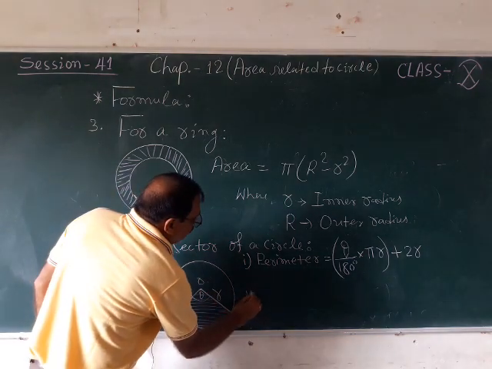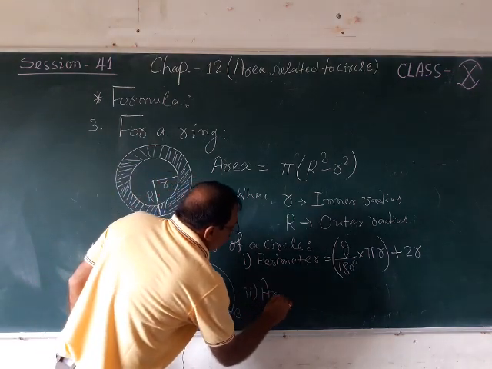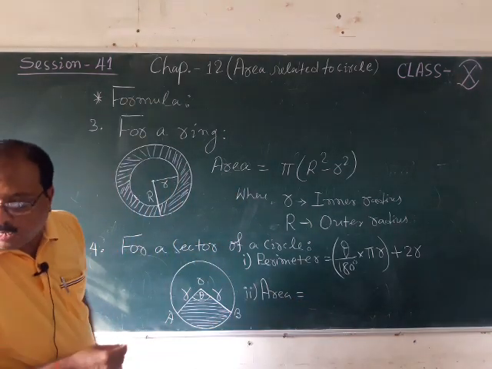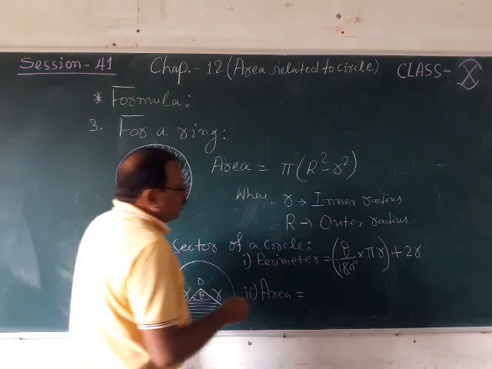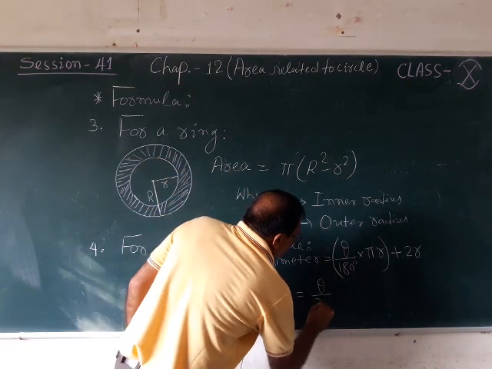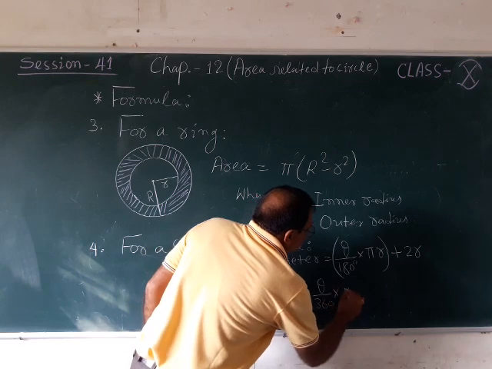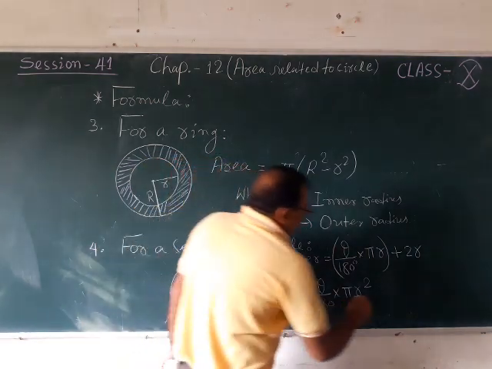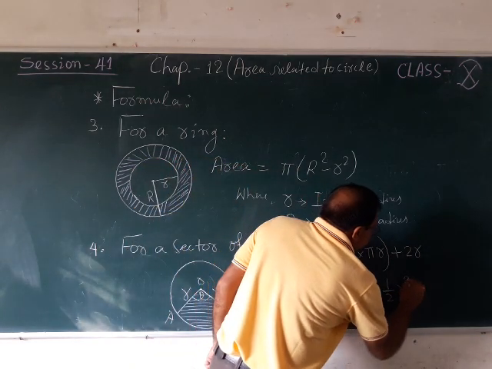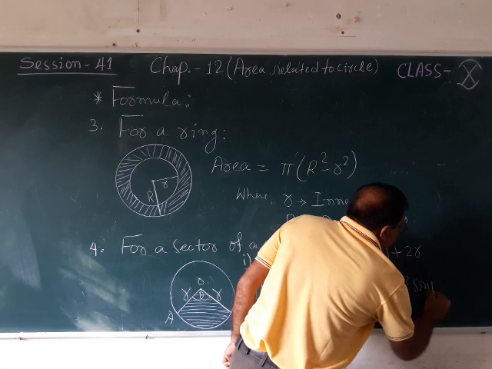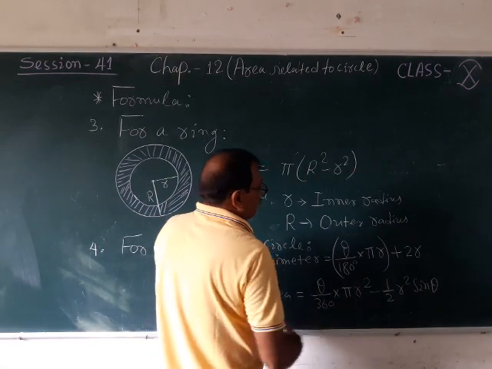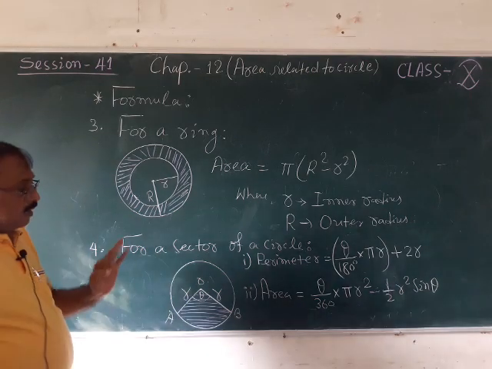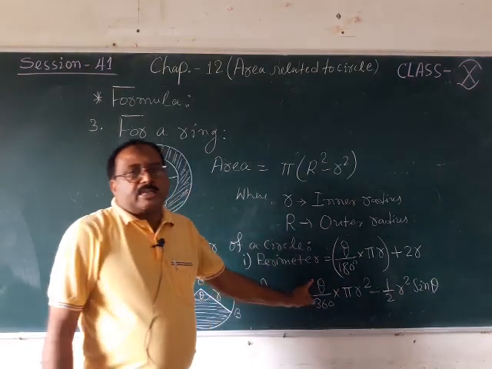Then I am talking about its area, that means the area of a sector. The area of a sector is given by the formula theta upon 360 degree multiplied by pi r square, and then subtract half r square sine theta. Here a little part of trigonometry will be applied. The value of theta is well defined.